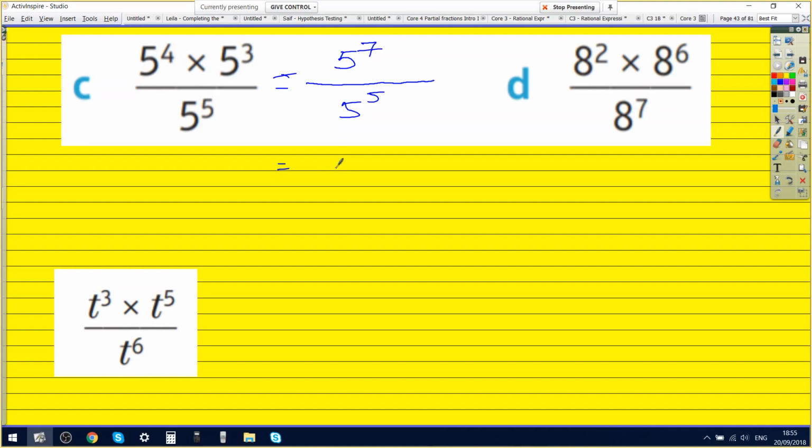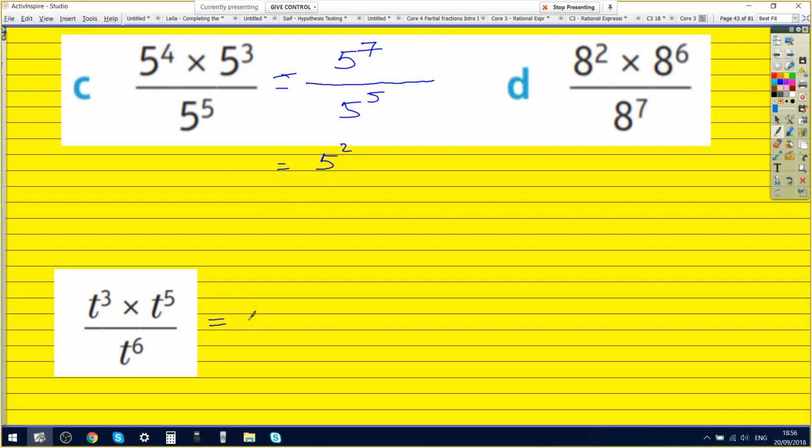I need to divide them. Yeah, come on. 5 1. 7. So dividing, you take away. Oh, sorry, 5 2. Yeah.